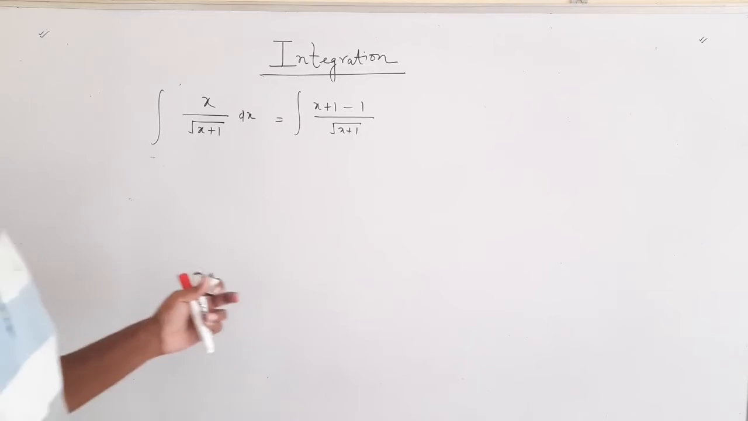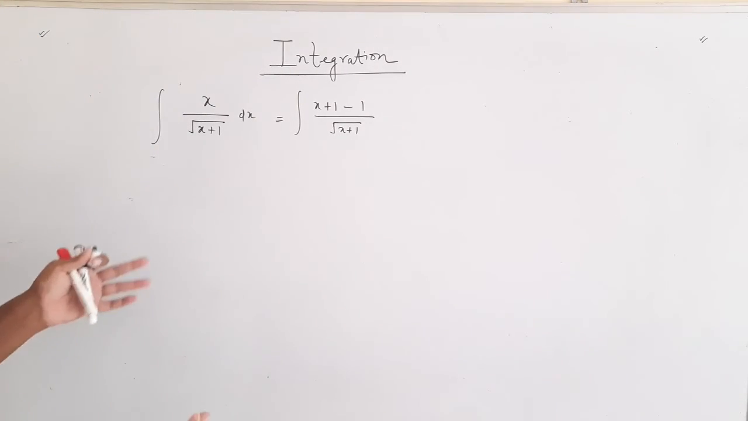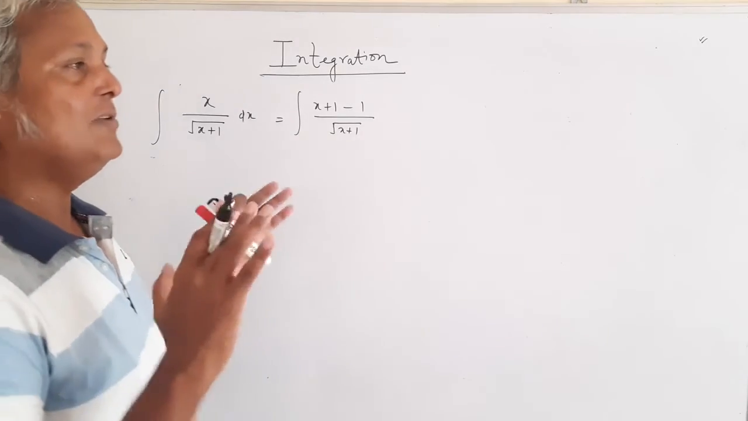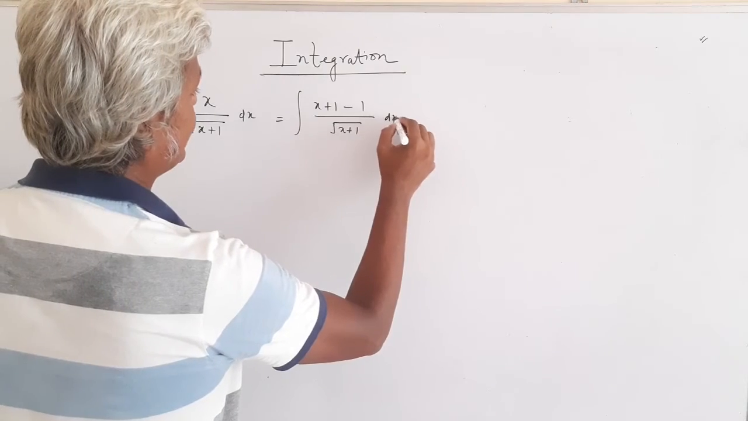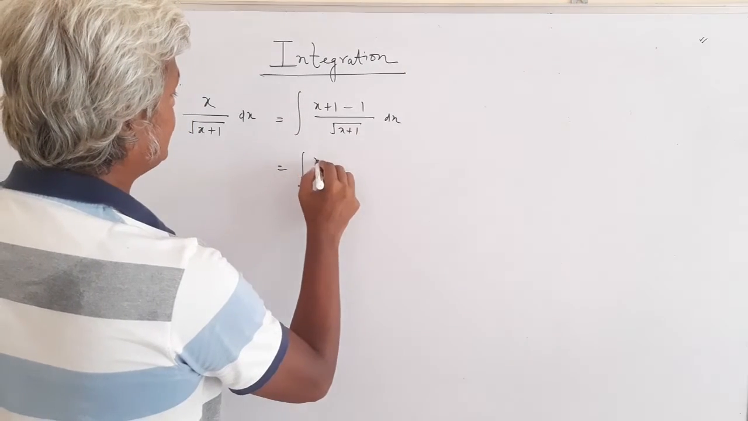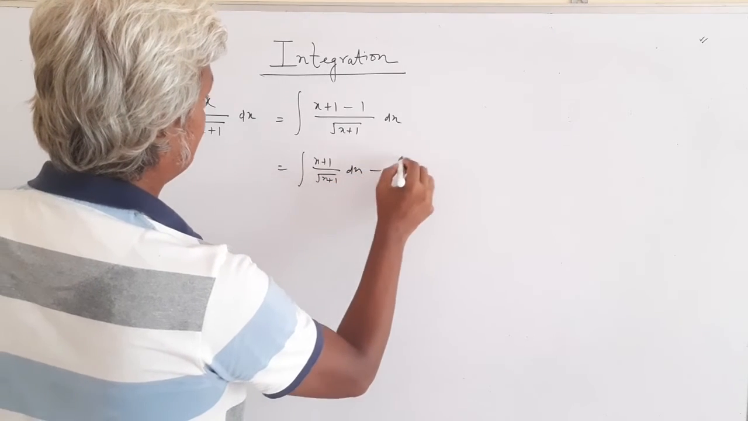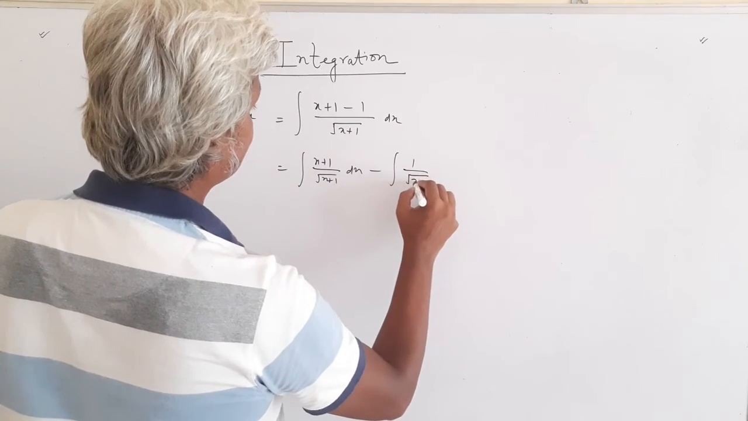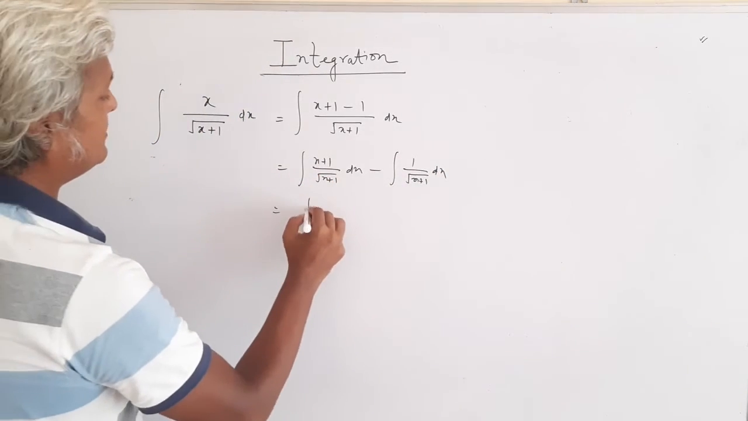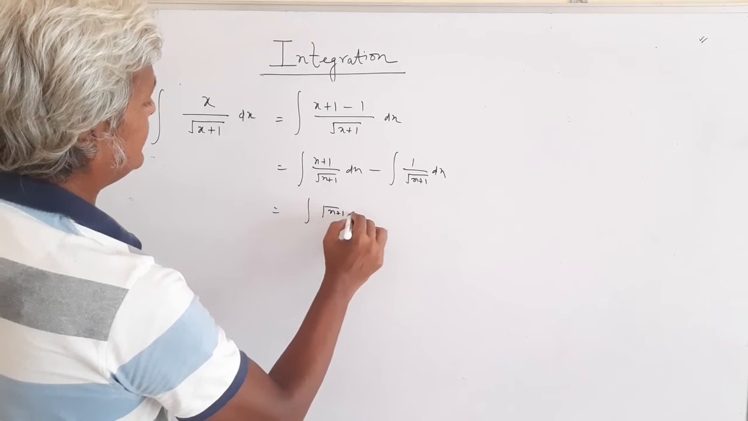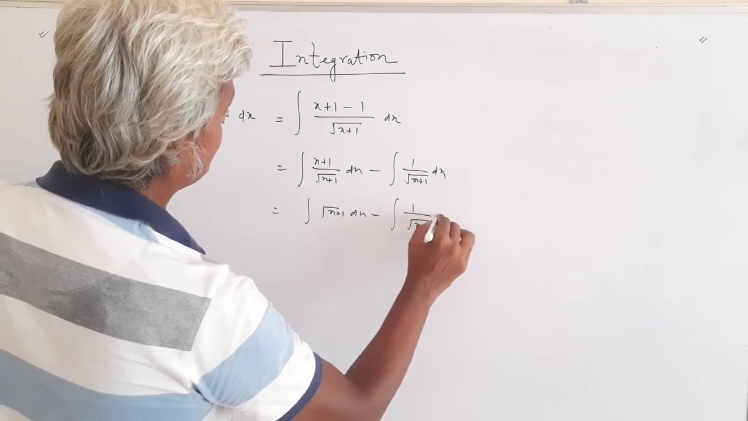I'm always using the term form. Just find a better form, an acceptable form, and then apply the formulas, because mathematics is all about matching the pattern. So you have to find the recognizable pattern. So this is x plus 1 over root x plus 1 dx minus 1 over root x plus 1 dx. Now this upon this will be simply root x plus 1 dx minus 1 over root x plus 1 dx.